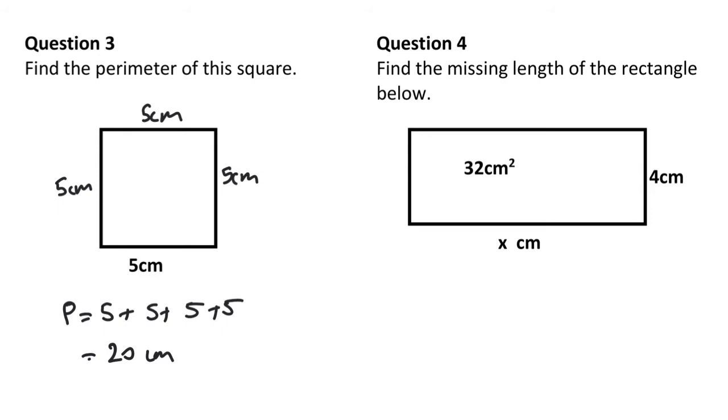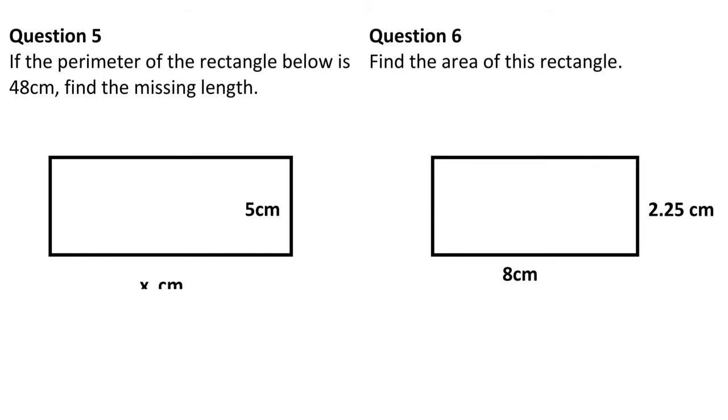Question 4, find the missing length of the area below. So again, we know the area of a rectangle is length times breadth. So that means 32 equals x times 4. So 4 times something is 32. So if we divide 32 by 4, we'll get that x is equal to 8 centimetres.